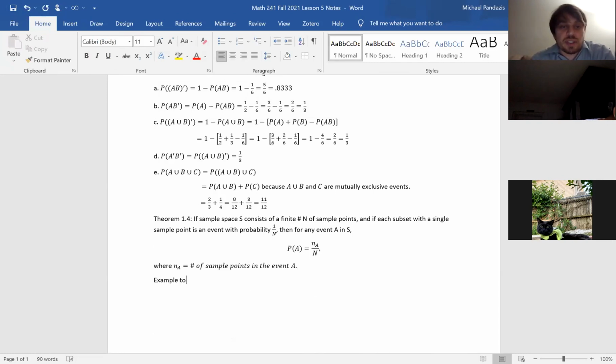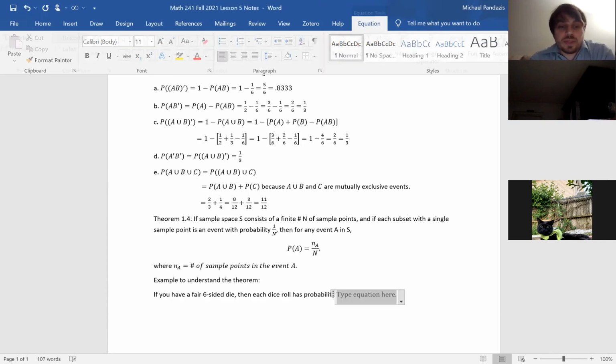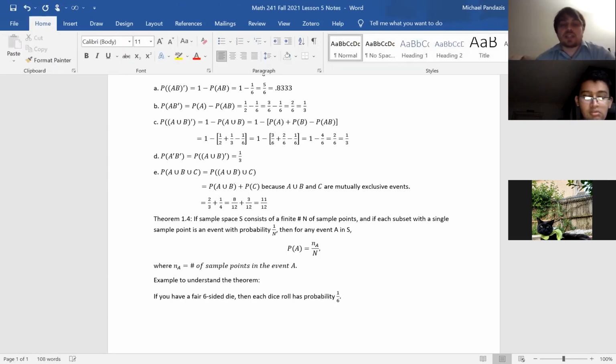So here's an example to understand the theorem. A simple one: if you have a fair 6-sided die, then each dice roll has probability 1 over 6. There are 6 sides, and so N is 6. The sample space consists of 6 sample points, 1, 2, 3, 4, 5, or 6. And so each dice roll has probability 1 over capital N, or 1 over 6. So 1 has a probability of 1 over 6 of being rolled, 2 is a probability of 1 over 6, 3 is a probability of 1 over 6, 4, 5, and 6. All 6 possibilities have a probability of 1 over 6.